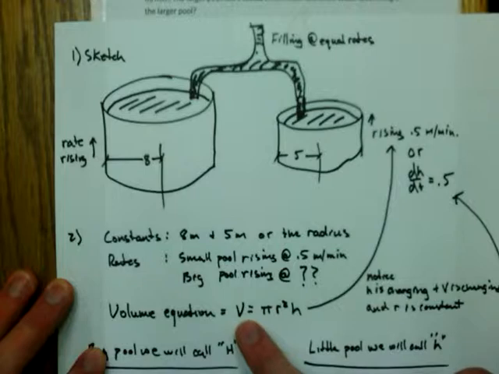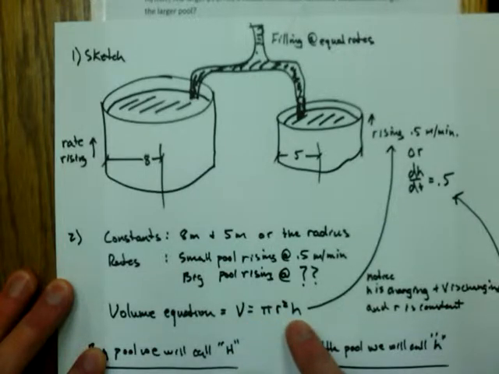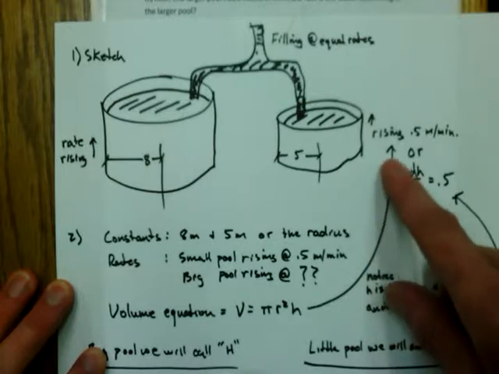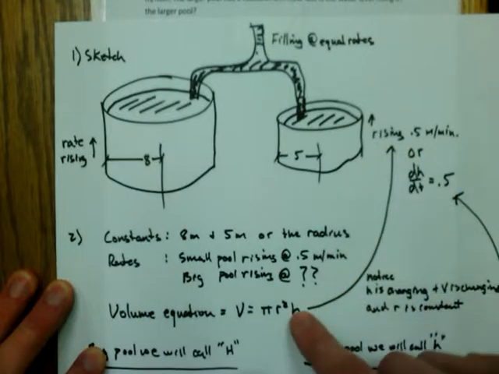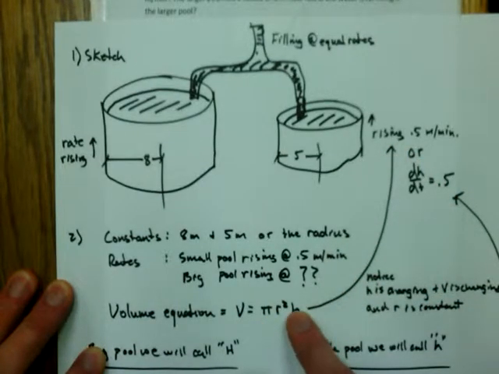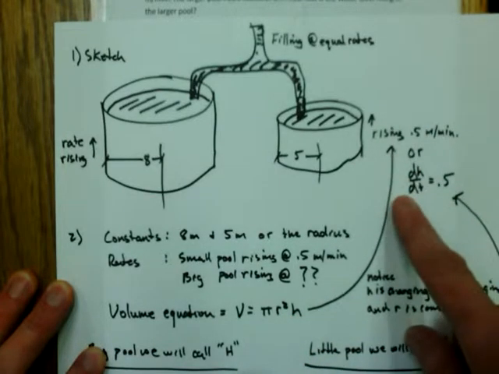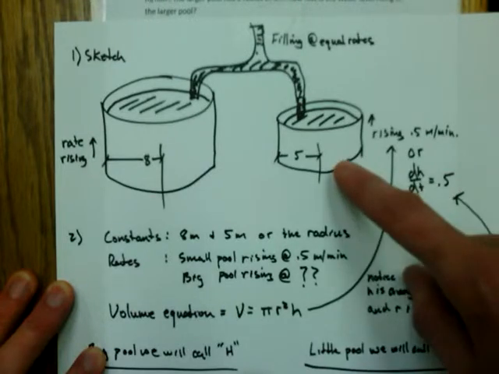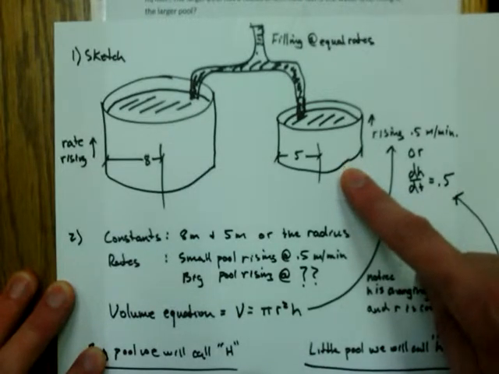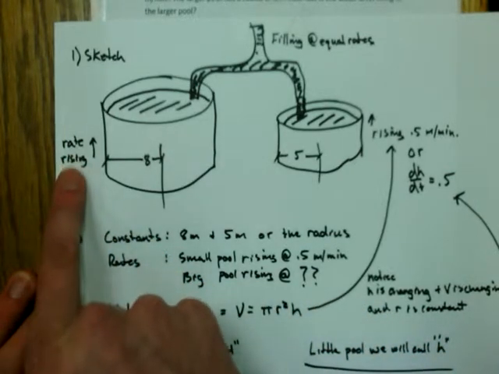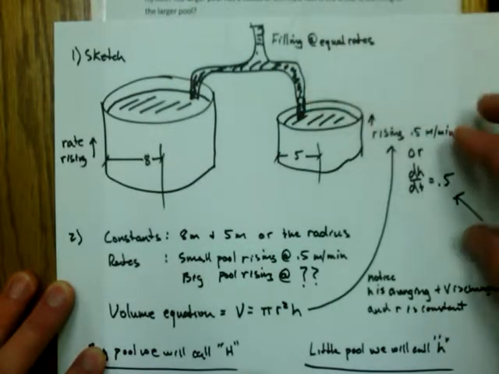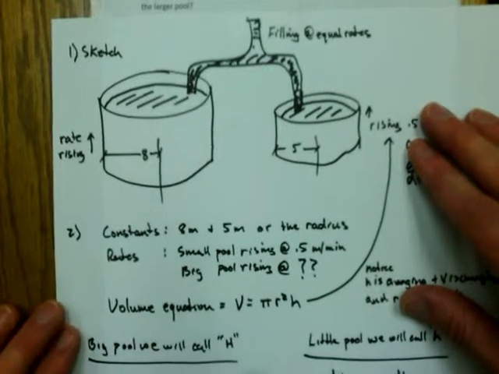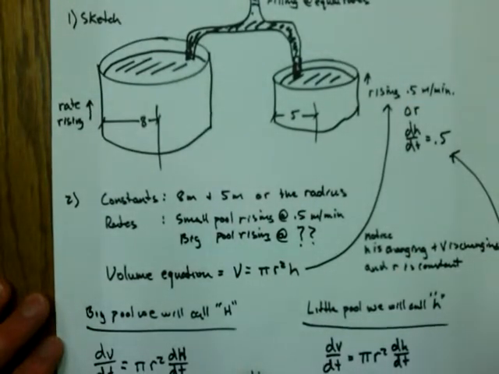The next thing we need to do is find the volume equation for a cylinder, and that is V equals pi r squared h. Now we want to notice that the variable that is changing here is the h. The r is constant, the h is what's changing. We also want to notice that the problem has given us the rate of change of h for the smaller pool, and we're solving for the rate of change for the larger pool. So basically what we have here is a ratio.